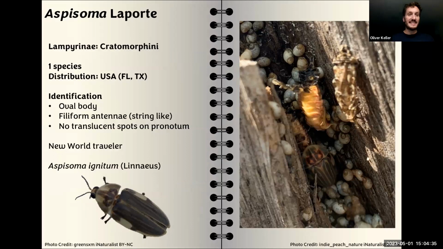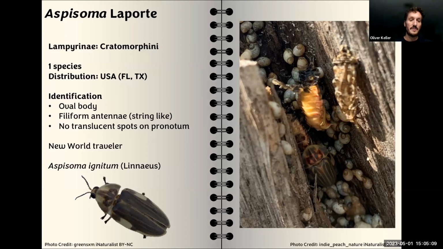Next genus we're going to talk about is Aspisoma. This one is limited to Florida and Texas. We have one species, Aspisoma ignitum, which is very interesting. This species is present on almost every single island in the West Indies, every northern country of South America, and throughout Central America. We don't quite know where it originated, either South or Central America, but it's been transported around by humans across all the islands into Florida.